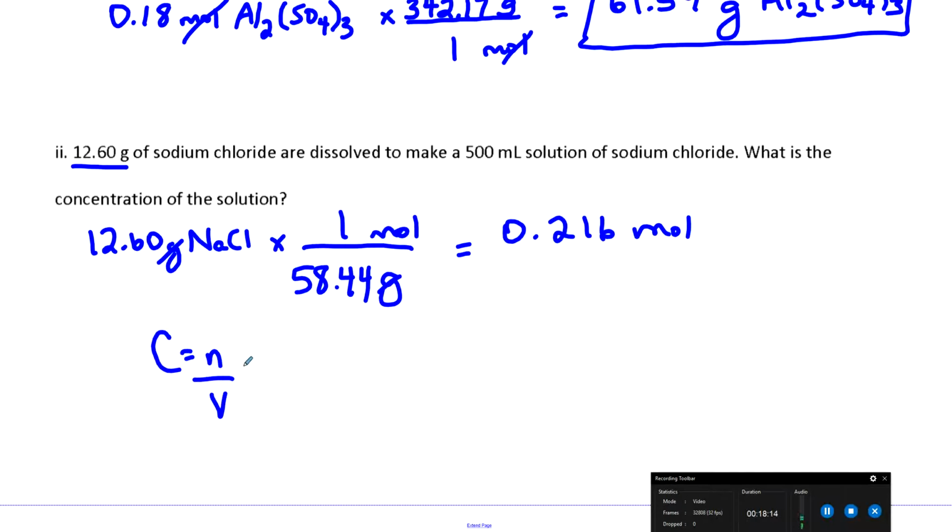over V. I now know moles, and I also know volume. But be careful because the volume is in milliliters. So don't forget you need to put that into liters. Now you can write that out if you wish, or you can mentally scooch these decimal places over 3 spots. So 500 milliliters is the same as 0.5 liters. So let's plug that in.